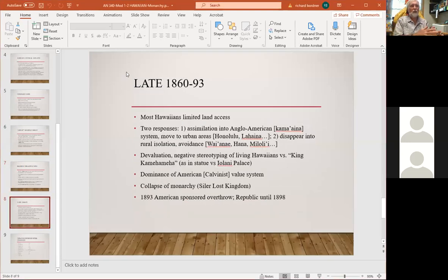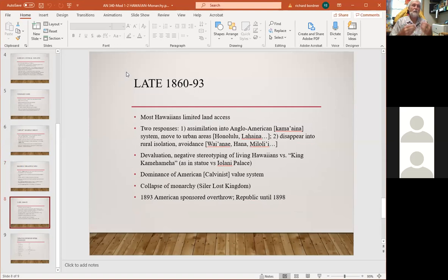So what happens with the last 35, 40 years of the monarchy, republic period? Right off the bat, if you think of your image of Palolo, most Hawaiians now have very limited access to land, which means they have very limited access to resources or ways to make money. You need land to make money. You don't have access to land. You can work for someone else, but then you're going to get paid a real crappy wage and you're not going to have any money. You just have enough money, basically, for survival wages.